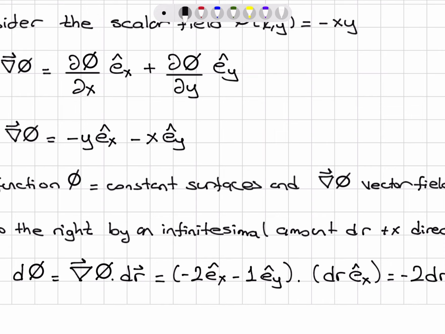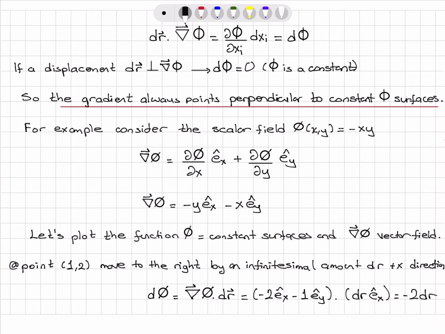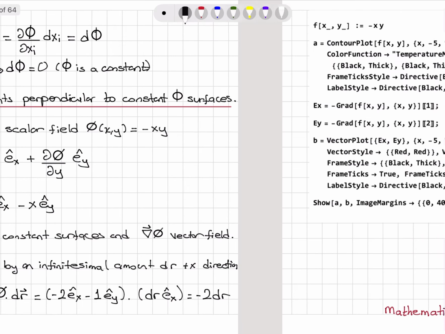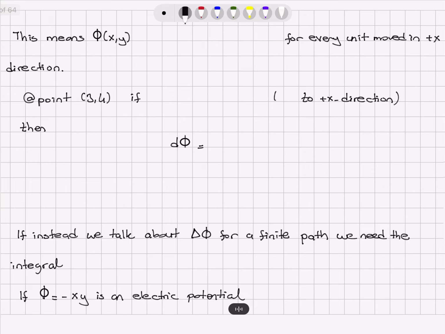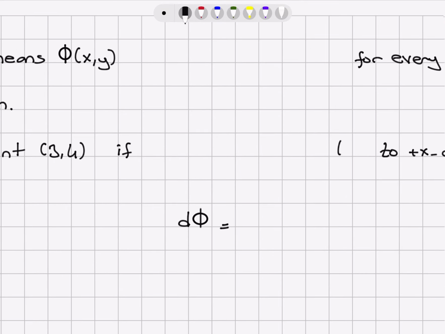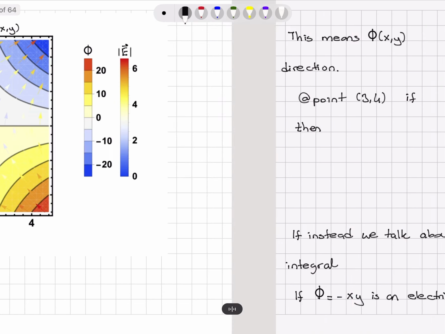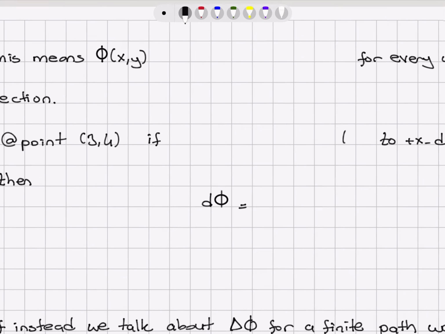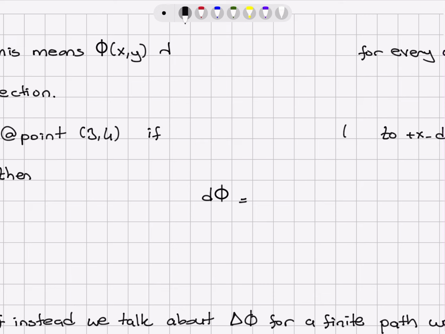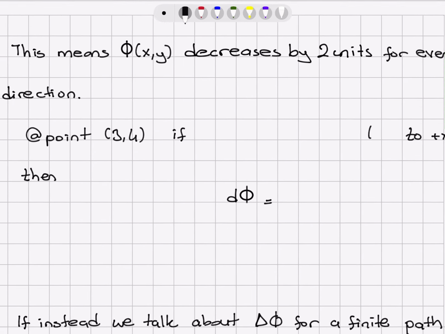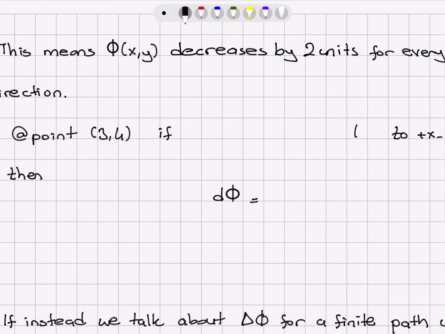Okay, so what does that mean? This means that phi of xy, because we have found minus 2 dr, decreases by 2 units for every unit moved in positive x direction.